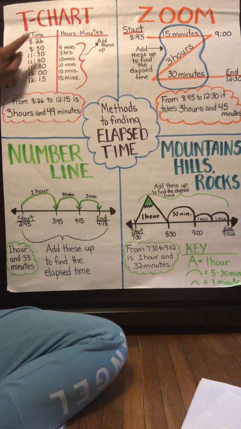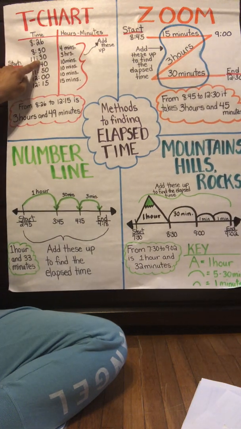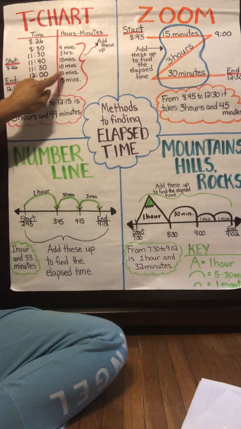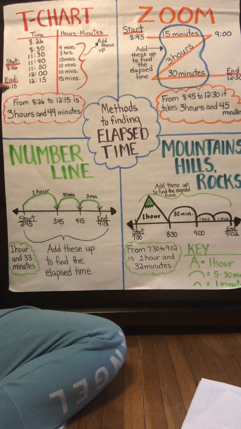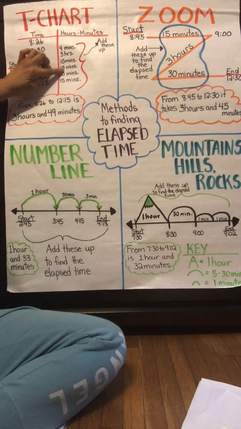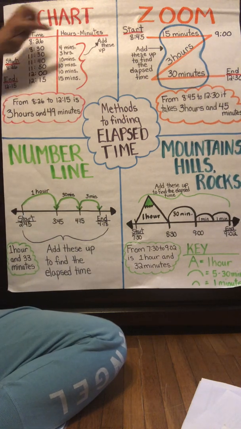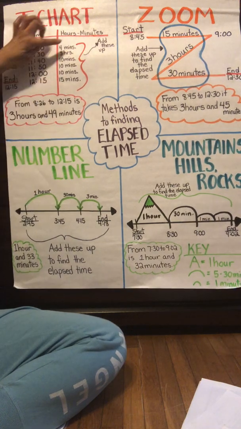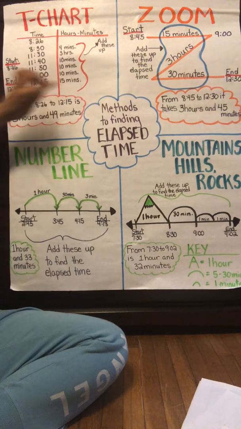They added 4 minutes on. Now you're at 8:30. They added 3 hours on. Now you're at 11:30. Then they added 10 minutes, 11:40. 10 minutes, 11:50. 10 minutes, 12 o'clock. And 15 minutes takes me to 12:15 because they told me the start and the end time, and I just had to use minutes to find out how long it takes for me to get there. And adding these all up tells me 3 hours and 49 minutes. I added those all up. So a T-chart is another way that you can find elapsed time, just adding up your minutes and hours.